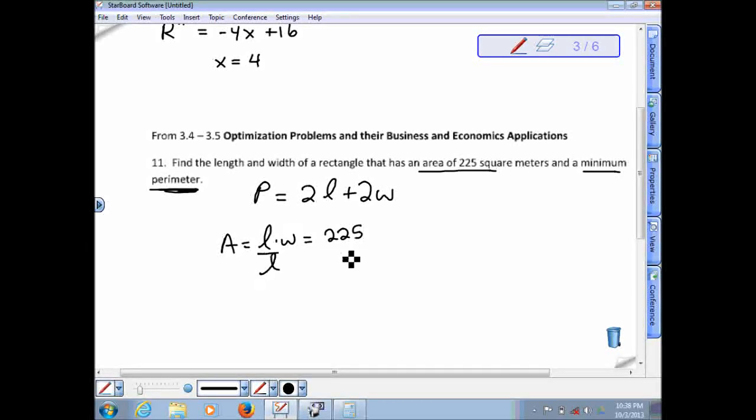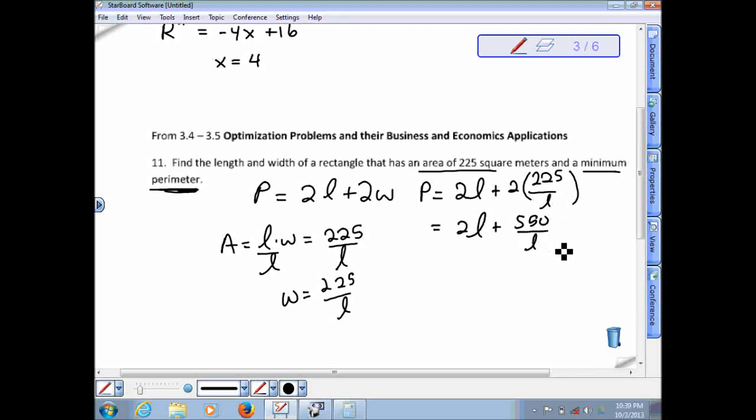So if we divide by one of the dimensions, it doesn't matter, we can divide by L on both sides. That yields width in terms of the length. Width is equal to 225 over L, which also means this width right here is equal to 225 over L. So the perimeter function can be written in terms of L, 2L plus 2 times 225 over L, which is 2L plus 450 over L. So the derivative is 2 minus 450 over L squared. Now, if we set this equal to 0, we're going to add this term to the other side.